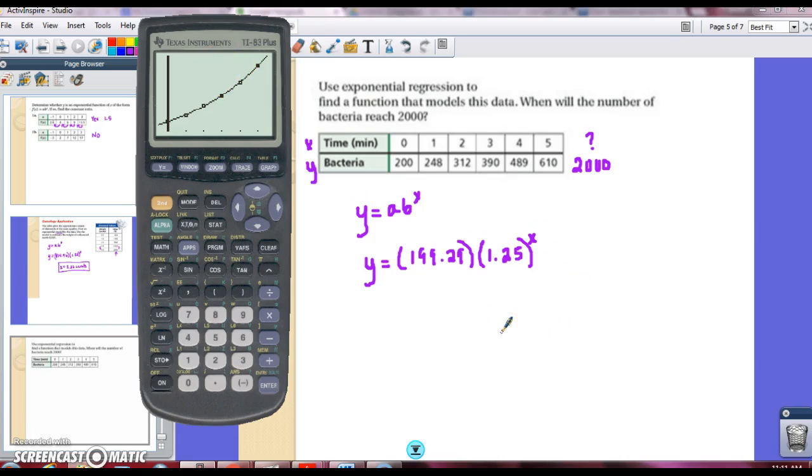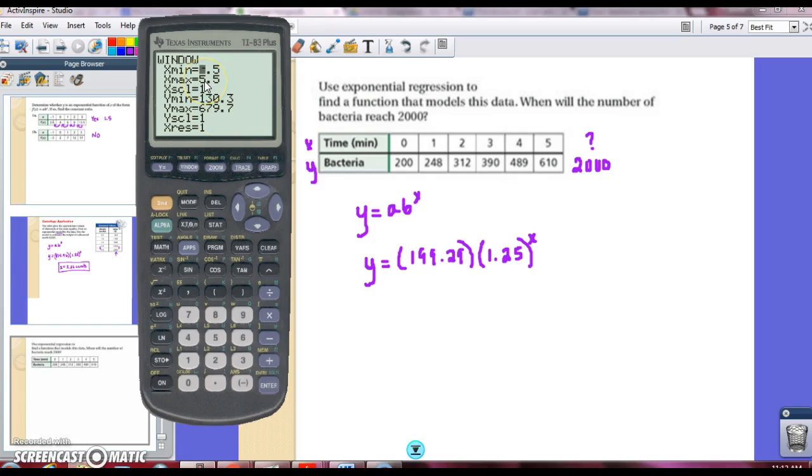So here's where you have to start really getting into changing things in the calculator so that you can see what you need to see on the screen. And what I mean by that is this. If you go to your window, and right now, look at what our Y max is. So this is what our screen is seeing right now. Our Y max only goes up to 679. Okay, I need it to go up to 2,000 at least. So I'm going to actually change that.